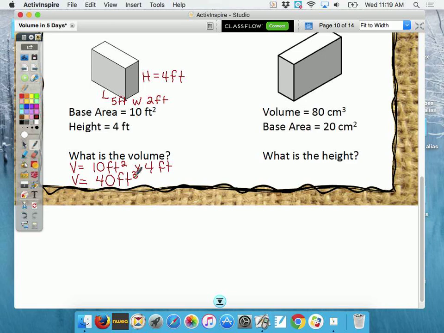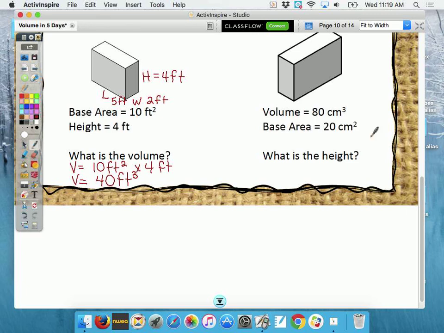1, 2, 3. Okay? Now don't come up to me when you get to the other side and say, I don't understand this. Because you know what I'm going to do? I'm going to send you right back to your seat and say, look at the ones we did together. Figure this out on your own. We just did it. This is different. How is it different, Cooper? It asks for the height.